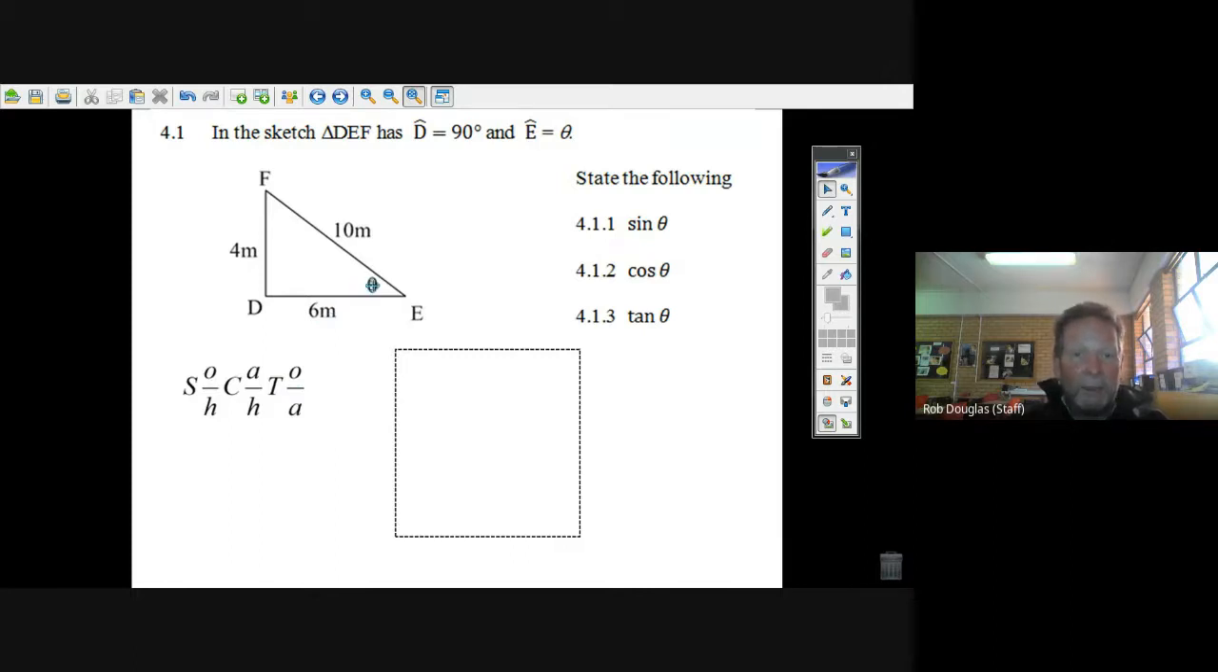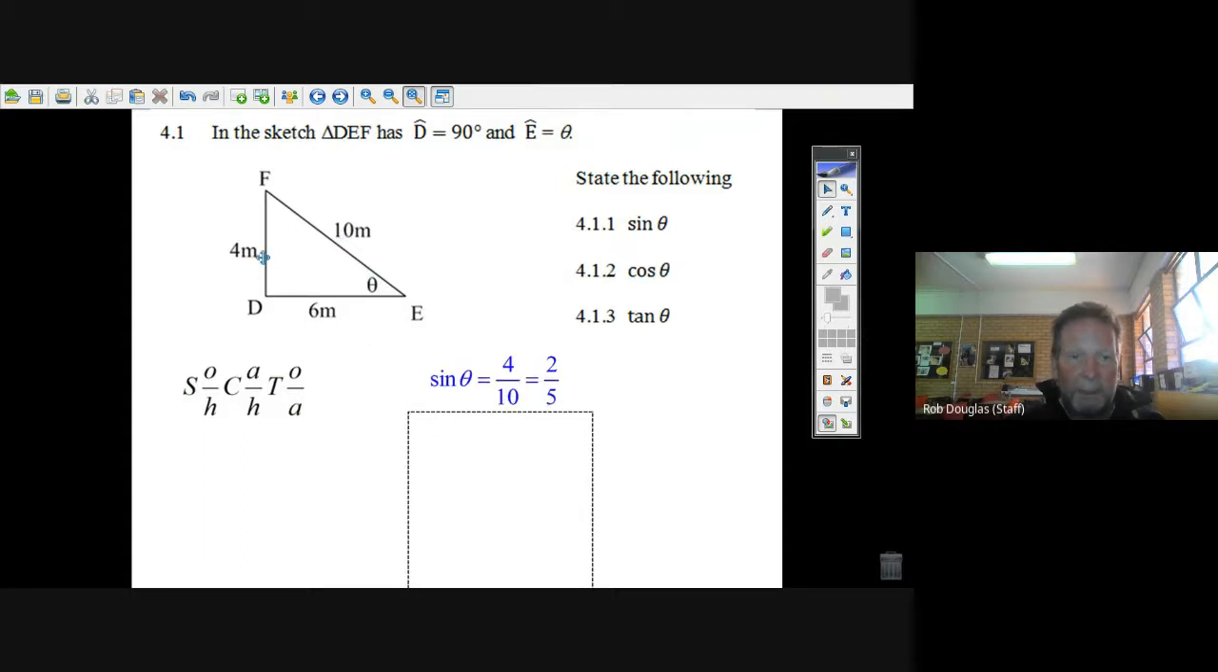Well, there's our angle E, theta, right there. Now, the first question is going to be pretty straightforward. It's not exactly like this, but pretty similar. All we have to do is state the following. We have to state what's the sine of theta. Well, sine theta is just a ratio of the opposite side over the hypotenuse side. And 4 over 10 is the answer. We reduce it. The sine of the angle theta is 2/5.